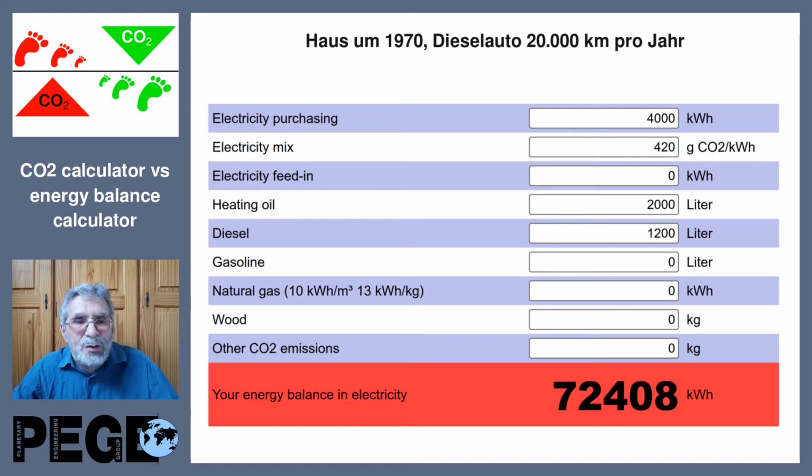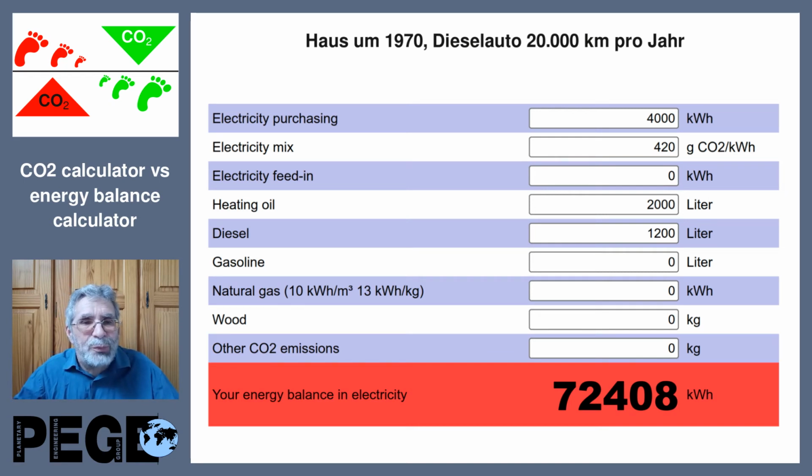And we use 2,000 liters of heating oil and 1,200 liters of diesel. And this gives an energy balance of 72,408 kilowatt hours. Living in the house and using the car means this amount of electricity is needed. Not now, but we will have a planet renovation, and this planet renovation means we filter out CO2 out of the atmosphere and we split it again, and for all these emissions of this house, so much electricity.